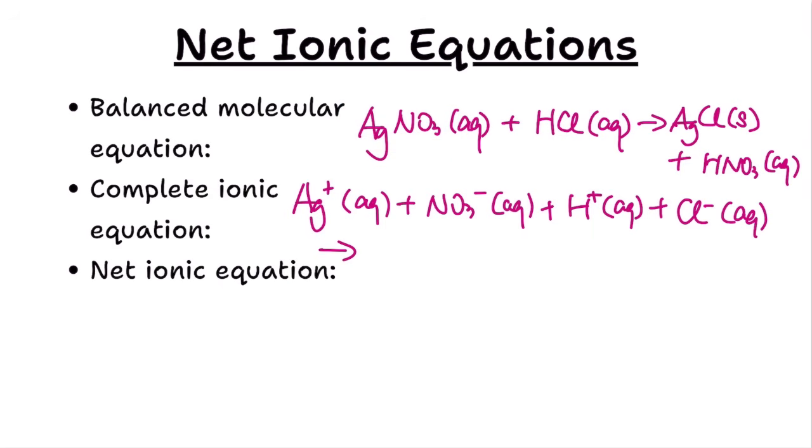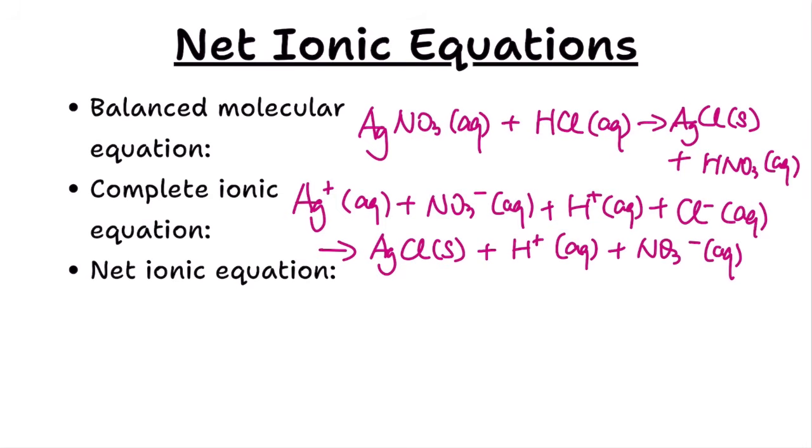And then for the products, silver chloride. Silver chloride is not soluble in water. So even if it's in an aqueous solution, it is still in the form of this white ionic compound, and protons aqueous and nitrate aqueous. So for the reactants and products, I can just easily cancel out whatever shows up on both sides of the equation, just like when you solve an equation in mathematics, you always add the same number on both sides of the equation, or subtract the same number on both sides.